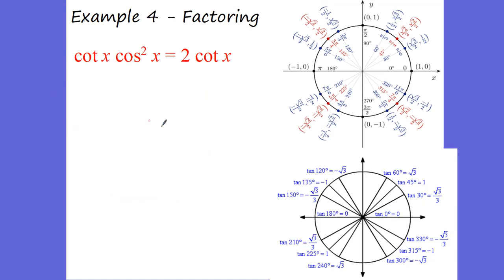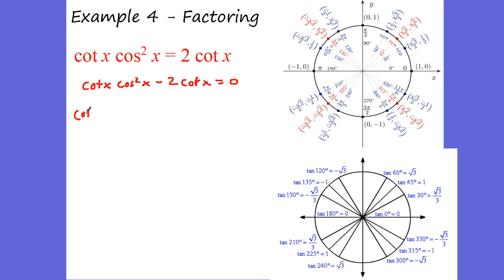Example 4, we're going to do some factoring here. Okay, so we have cotangent of x times cosine squared of x equals 2 cotangent of x. And so we're going to subtract. We're going to have cotangent of x, cosine squared of x minus 2 cotangent of x equals 0.